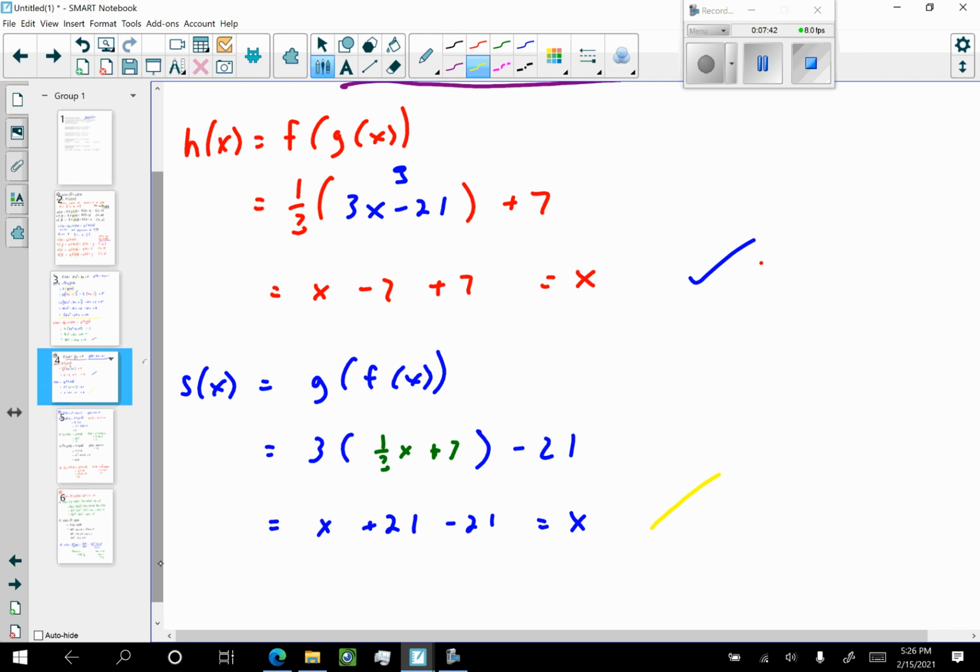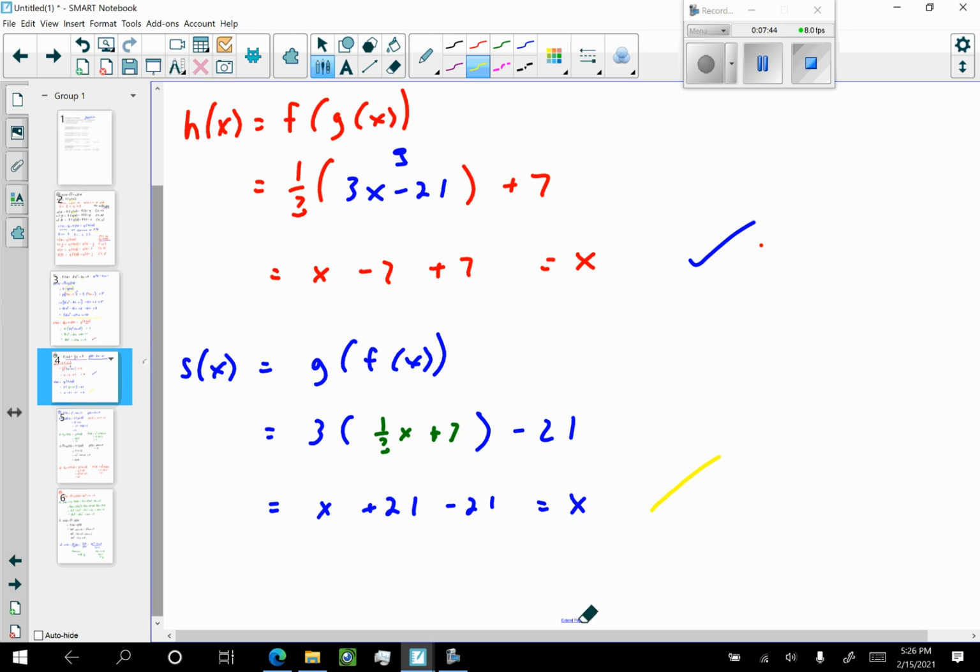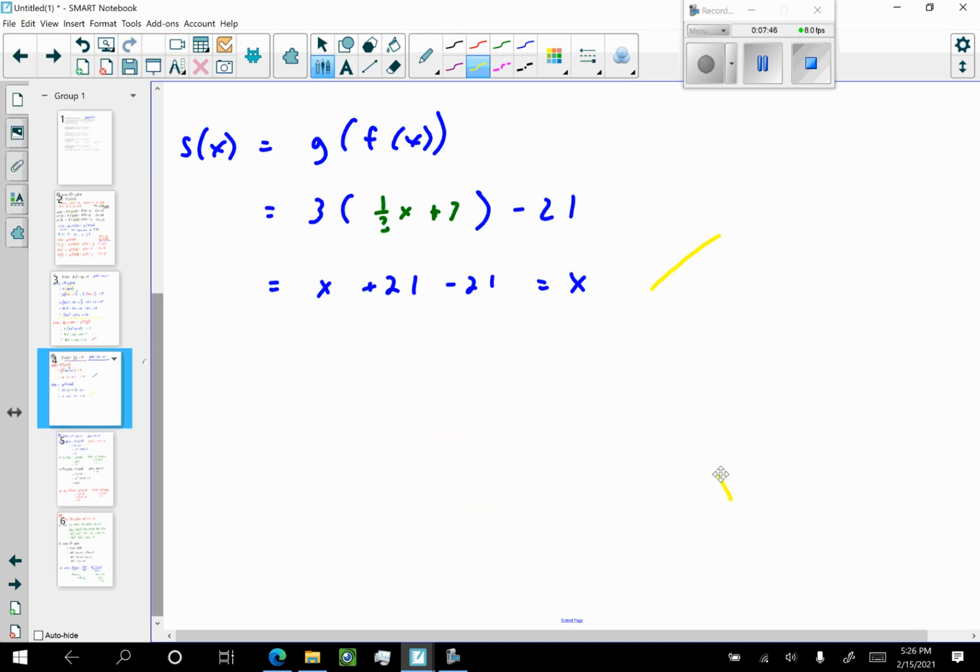So here, look what happened. Here, I saw that f of g of x equaled x, and that's also what g of f of x equaled. That's an interesting and very important property that we will talk about Wednesday.